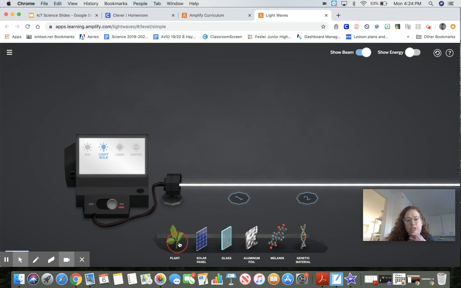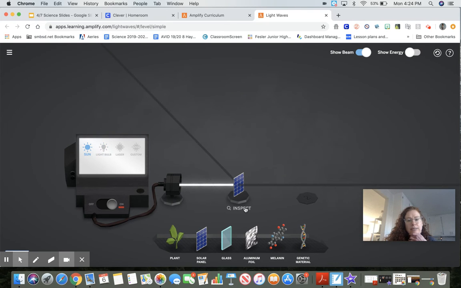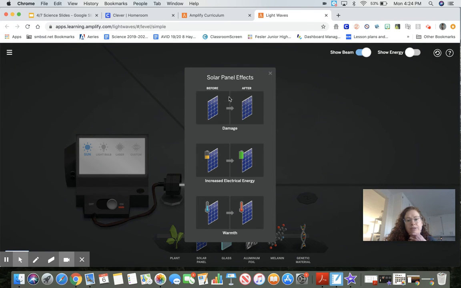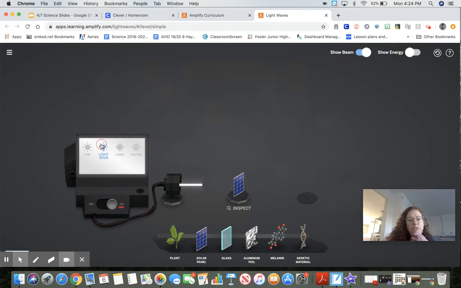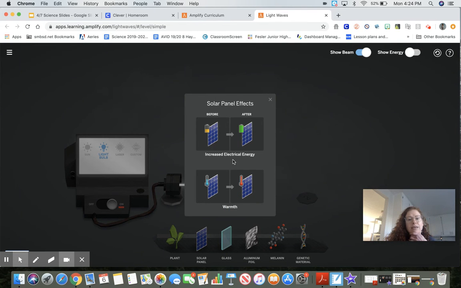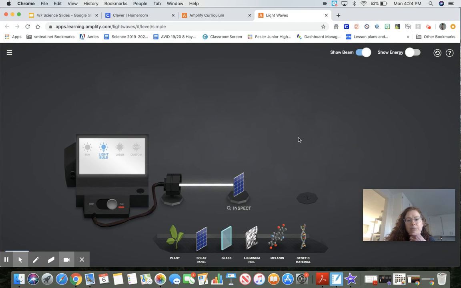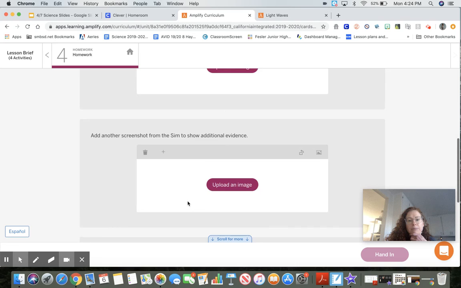Might as well finish it off. Solar panel. With the sun there is damage, electrical energy, and warmth. If I switch to the light bulb, it's electrical energy and warmth, but no damage. So take your screenshots, upload them here.